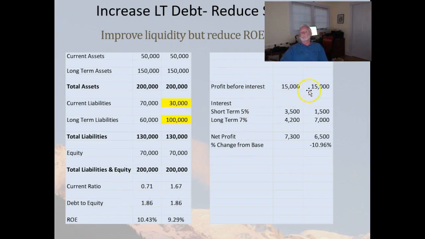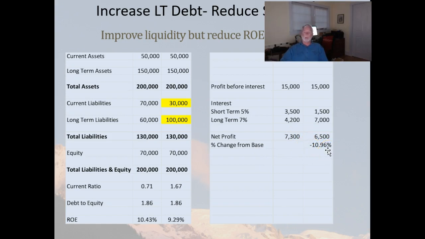So my profit from operations stays the same because that's part of my model. My short-term money costs less, so my short-term borrowing goes down, and now I have 30,000 times 5% or $1,500 in short-term interest, but my long-term borrowing goes up. So I have an additional 40,000. I have 100,000 at 7% or 7,000. So my profit goes from 7,300 down to 6,500. So my profit falls 11%.